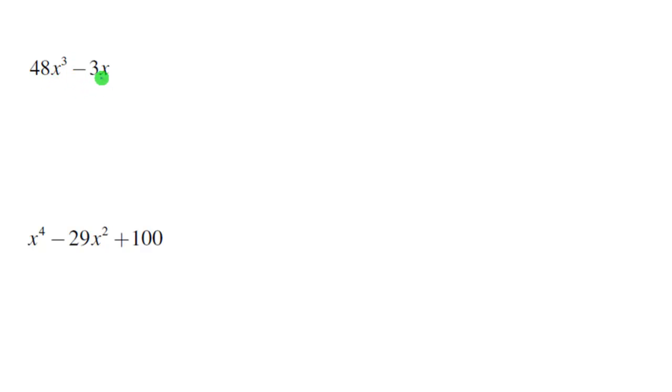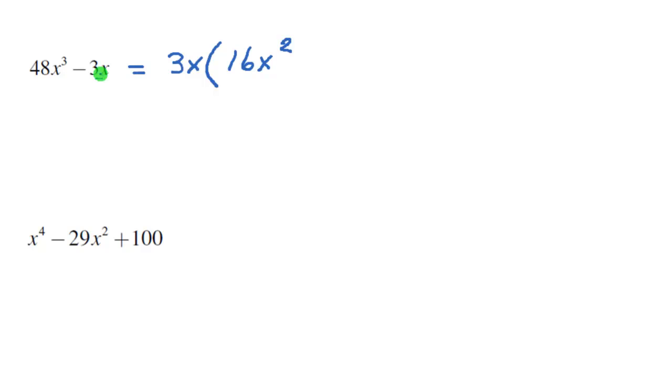48x cubed minus 3x. Is there a greatest common factor that we can pull out? Yes, there is, right? We can pull out a 3x. Now, if we pull out a 3x, 48 divided by 3 is 16, so we get 16x squared here. And now notice how we pulled out the entire term from the second term, right? So the 3x is out here, and what's left here?